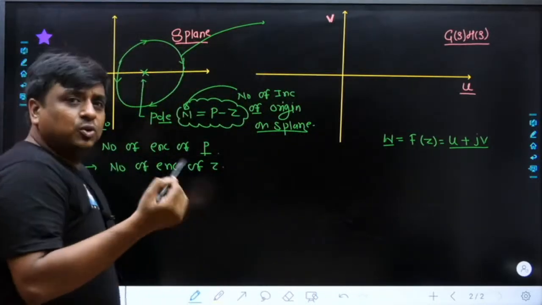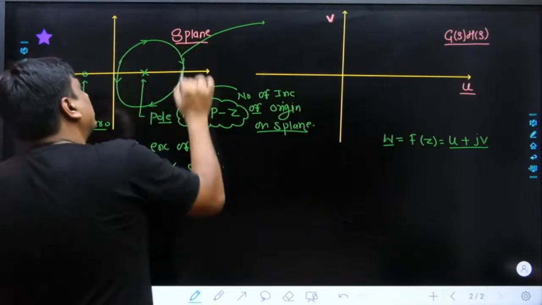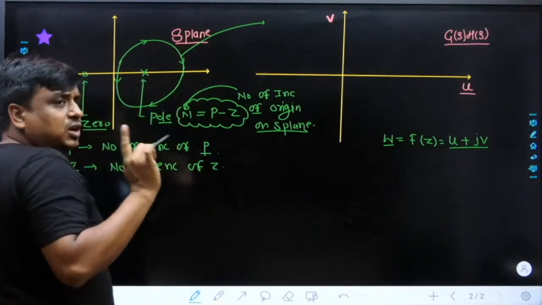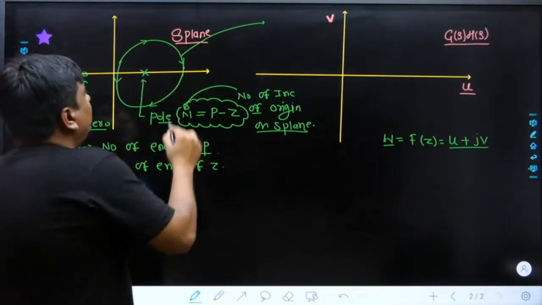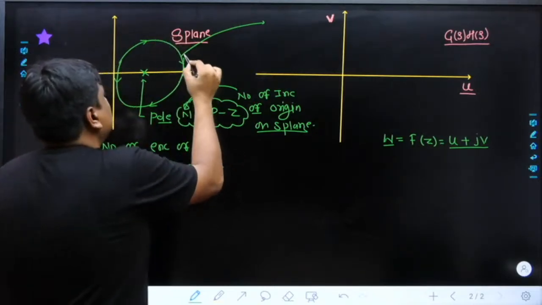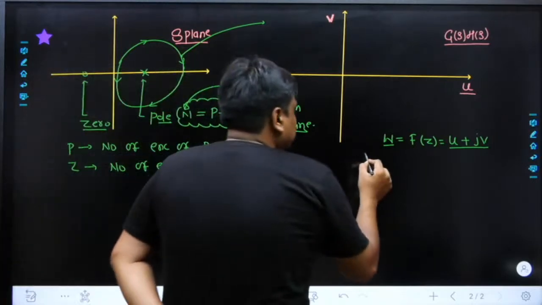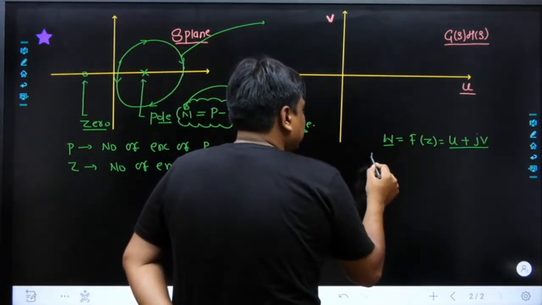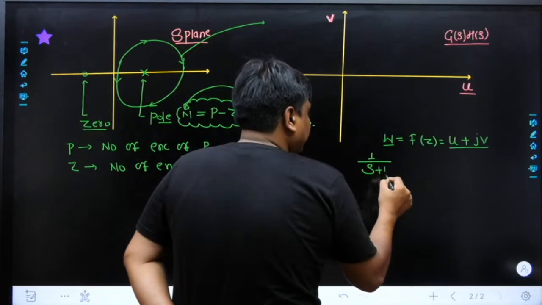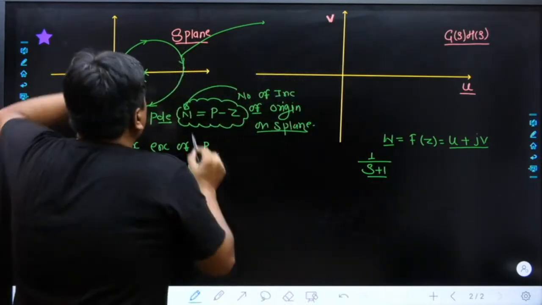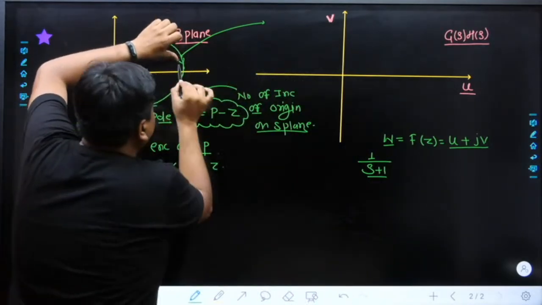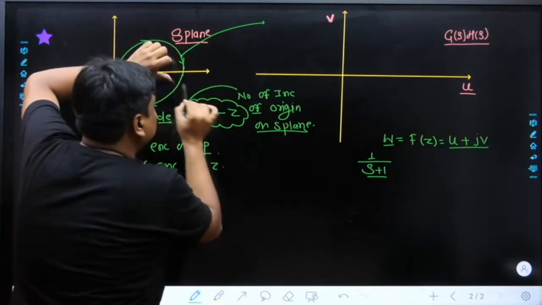Now what we have been doing over here, we have taken a closed contour. Randomly I have taken a closed contour over the S plane, and now that the closed contour has been taken, what would happen? Just try to understand in this way. Let's take G(s)H(s) equals 1 divided by (s plus 1). Now the different values of s have to be fed in.